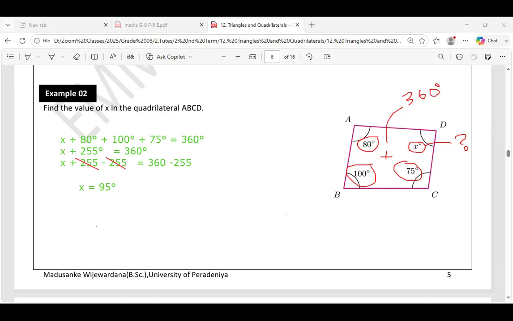Sir, you subtracted 360 minus 255 is equal to 105, no? Yeah, 105. This is 105. Sorry, sir, I got it wrong. Yeah, 105. Sorry. x is equal to 105.